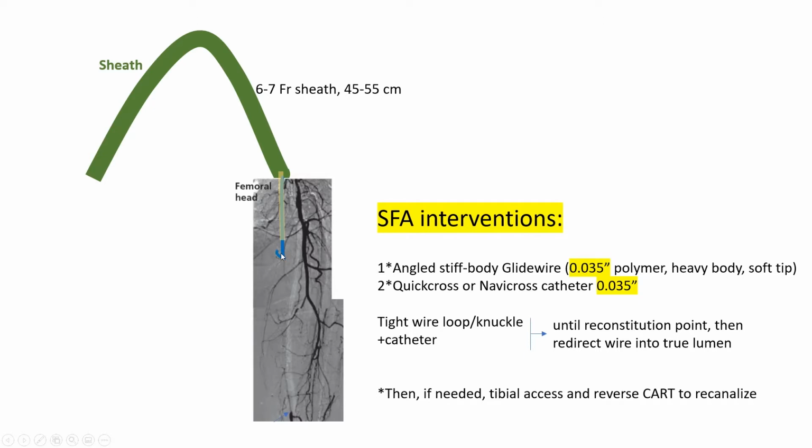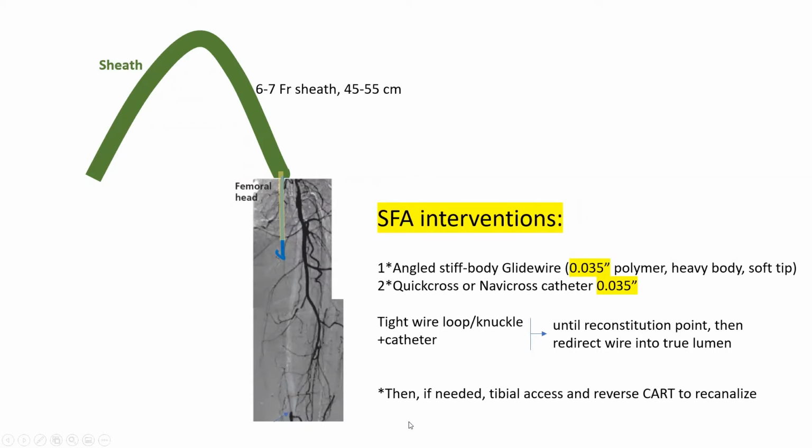When the loop grows too big, your subintima can become too big if you're going subintimally, and it can prevent you from re-entering. That subintima will eventually grow too big and collapse your reconstitution point. Okay, so we cross with that tight combination, and at the reconstitution point, using roadmap or smart mask imaging, you know you're at the reconstitution. You try to direct your wire and or catheter to poke through into the true lumen.